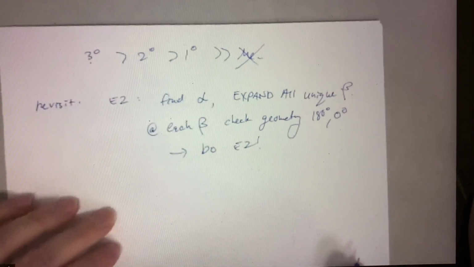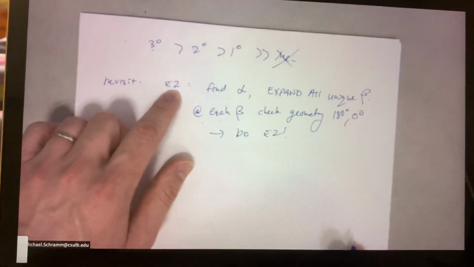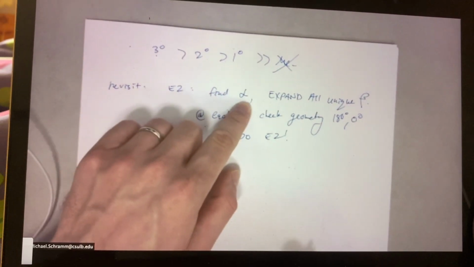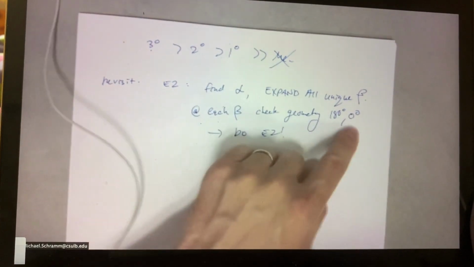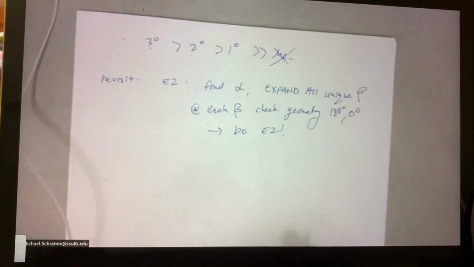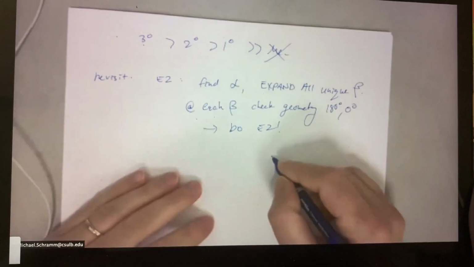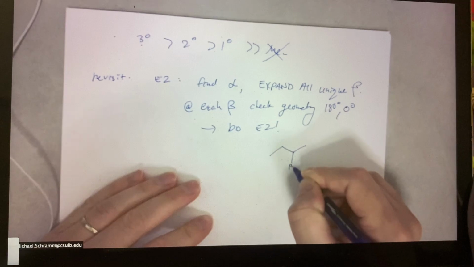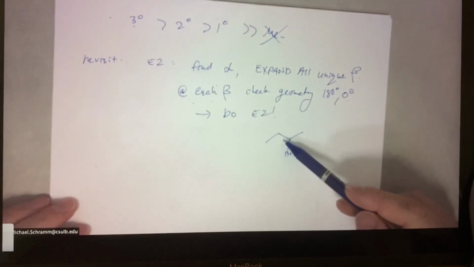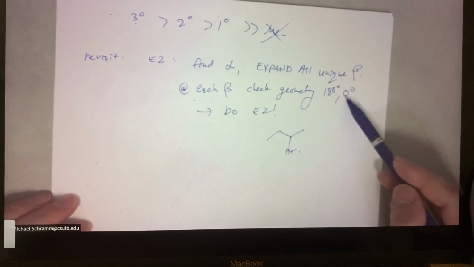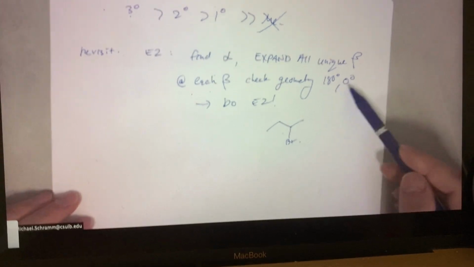This is just the general logical steps when we have an E2. We have a substrate, we have a base, we find its alpha position, that's where the leaving group is, we find all the beta positions, we expand them, we check geometry, and we do the E2. For linear alkyl halides, this 180-0 is not even really an issue because we have free rotation. This really becomes an issue when we have chairs. So it wasn't universal that we had to do this every time.